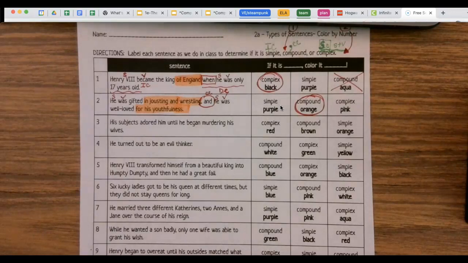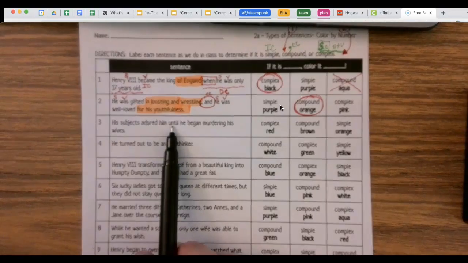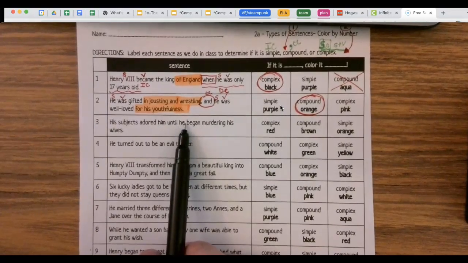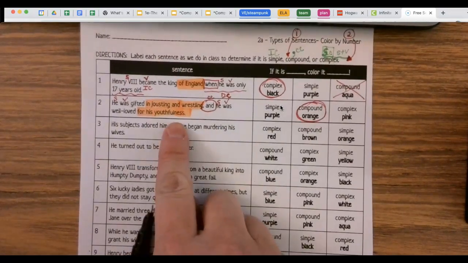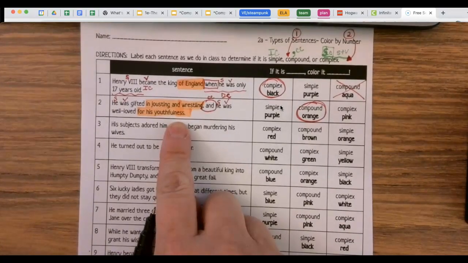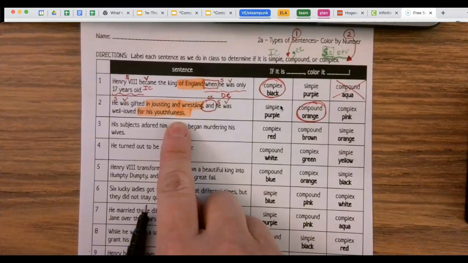So looking in here, I see "until," and I know that "until" is one of those 5 words that can also be a preposition. So let's say that I thought "until he" was a prepositional phrase. When you take a prepositional phrase out, you have to have a complete sentence. Well, I'd be left with, "his subjects adored him, began murdering his wives." Well, that doesn't really make sense grammatically, and it makes it sound like his subjects began murdering his wives, and I don't think that that's what this means.